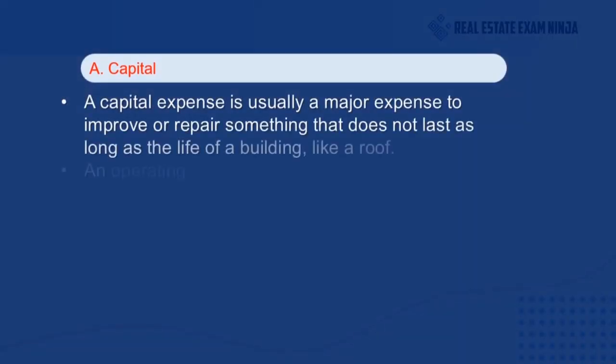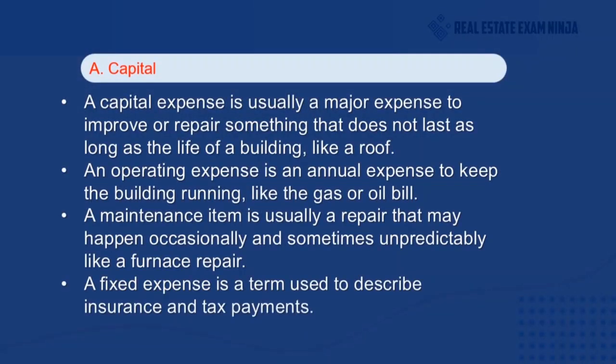A capital expense is usually a major expense to improve or repair something that does not last as long as the life of a building, like a roof. An operating expense is an annual expense to keep the building running, like the gas or oil bill. A maintenance item is usually a repair that may happen occasionally and sometimes unpredictably, like a furnace repair. A fixed expense is a term used to describe insurance and tax payments.